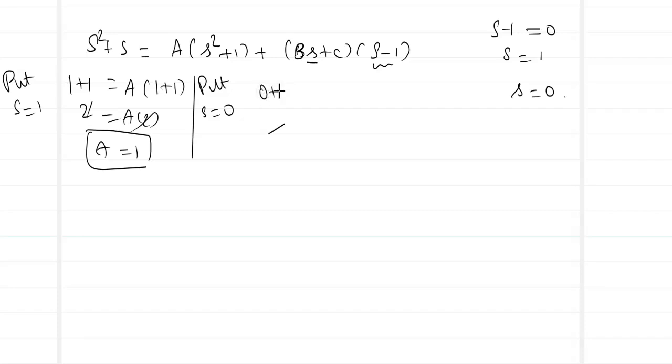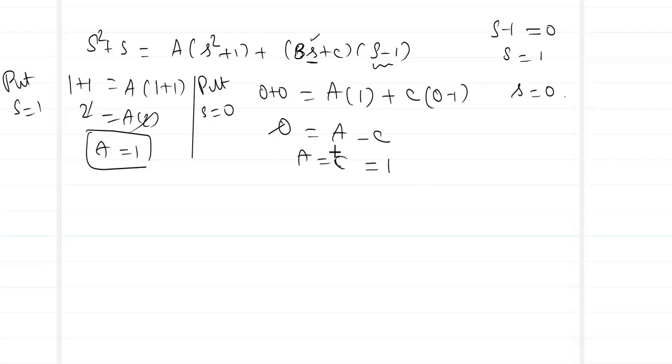This will become 0 plus 0, and now this contains s, so this becomes 0, which gives me a times of 0 plus 1, which is 1, plus this has gone because 0 into b, and so it is c times of 0 minus 1. I have 0 to be equal to a minus c. So my a is c, and I have already got the value of a, therefore c also turns out to be 1. So the second quantity c is also obtained.